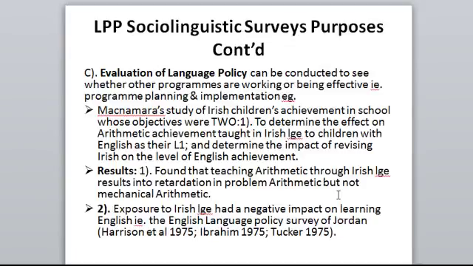His primary objectives were to determine 1. The effect on arithmetic achievement taught via English language to children with L1 English, and 2. The impact of revising Irish on the level of English achievement.